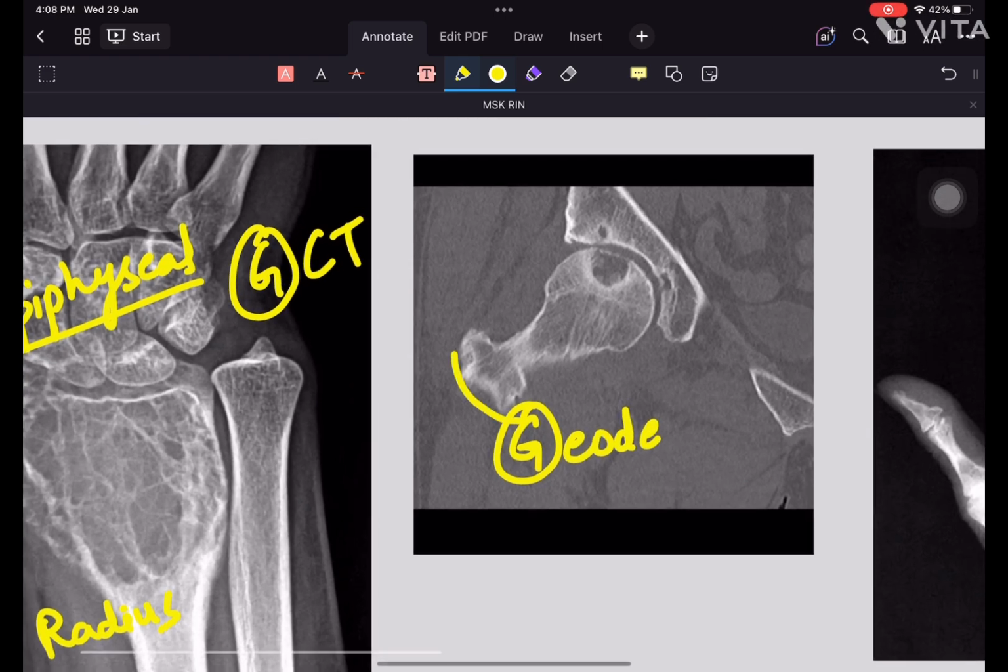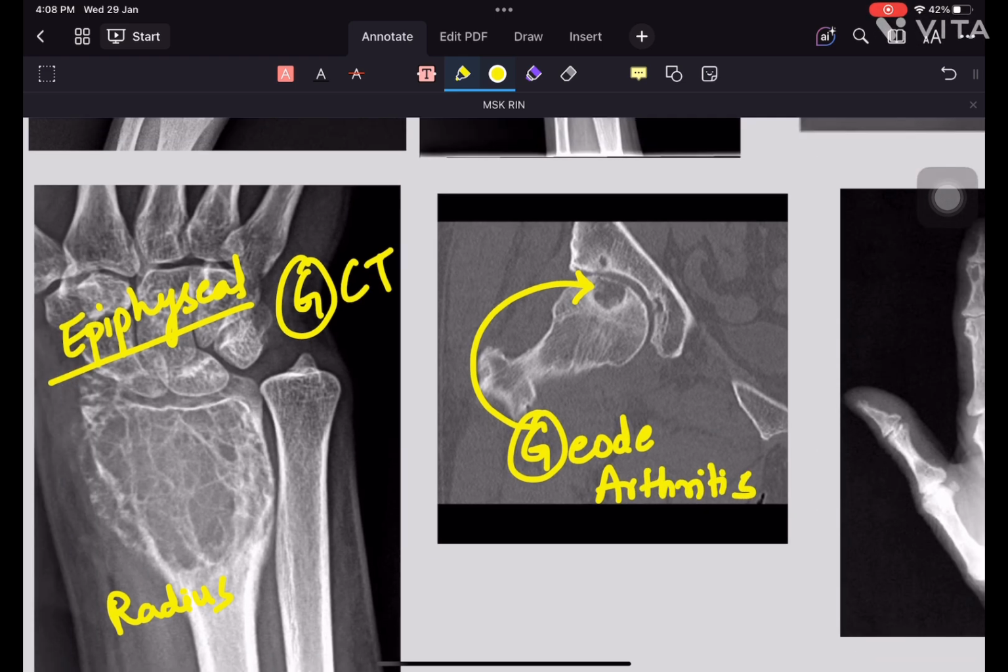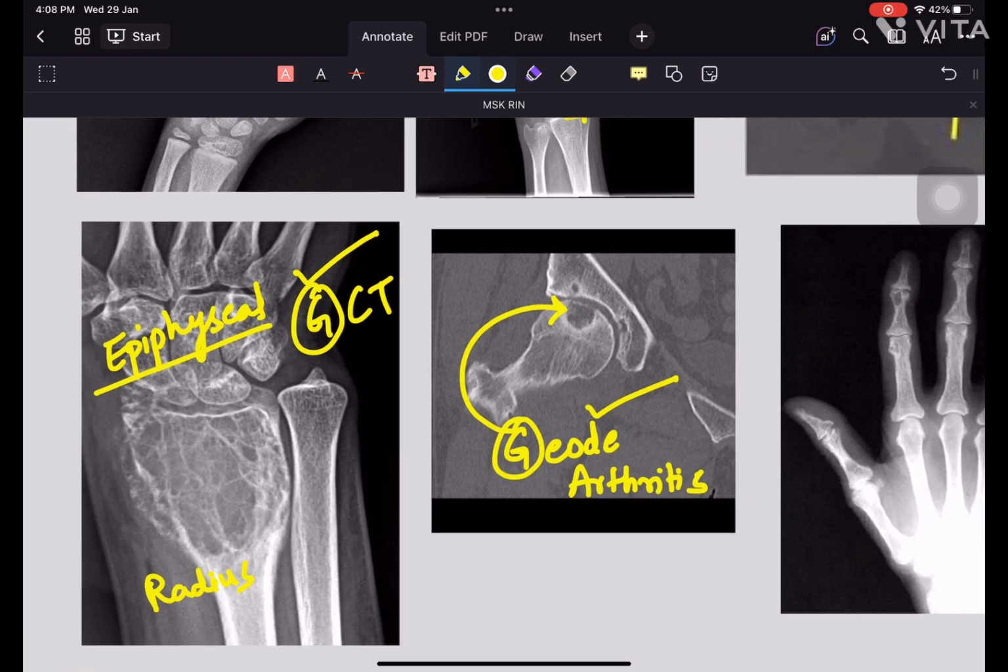The second image is showing geode, that is subchondral cyst. Usually this is associated with conditions of arthritis, osteoarthritis or rheumatoid arthritis. In the inflammatory conditions also we can see these subchondral lucencies, which are called geodes. So now we are done with F, E and G. Let us go to the letter N.